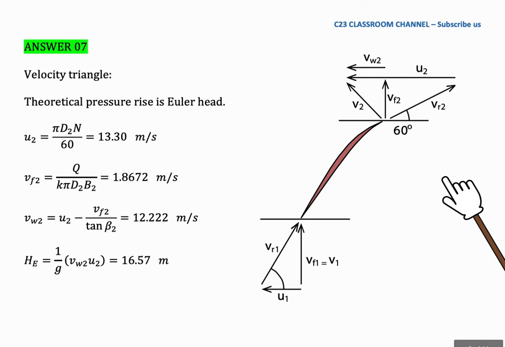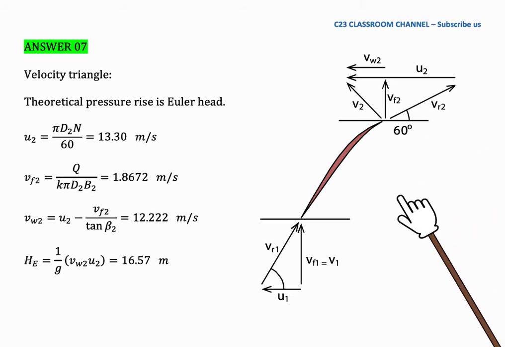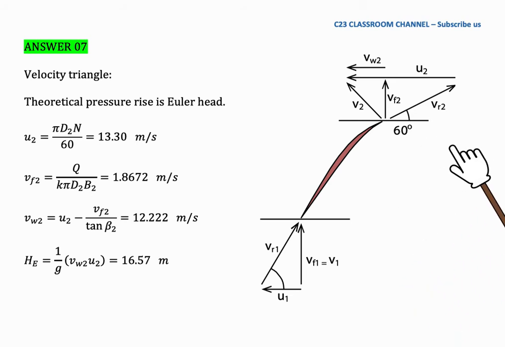First, you need to draw the velocity triangle. So this is the velocity triangle that you should draw. There is no whirl velocity V1 at inlet here. The angle is 60 degrees here.